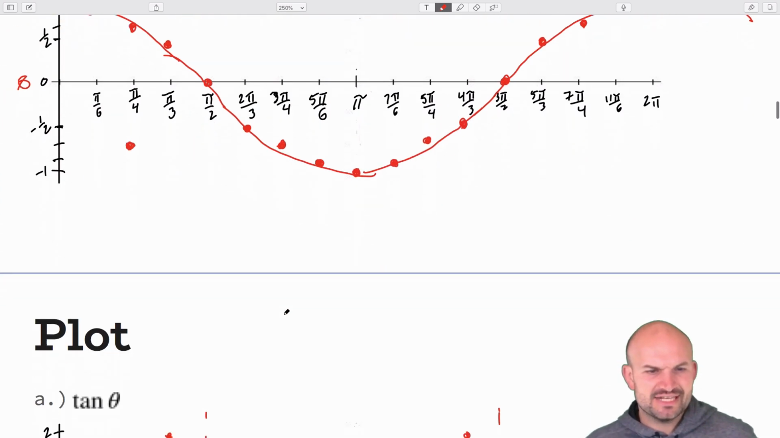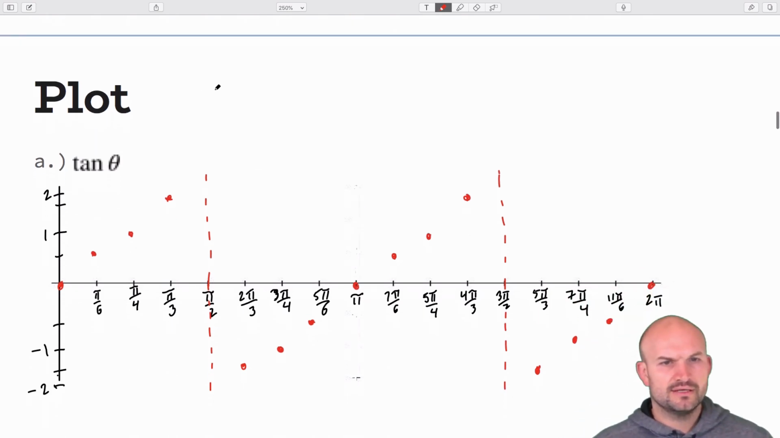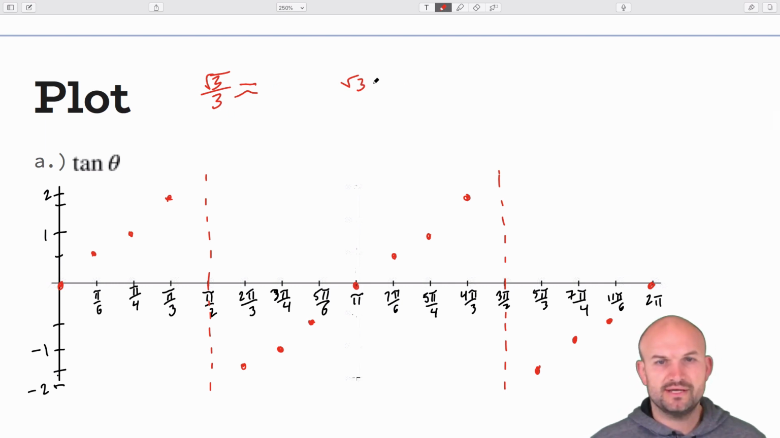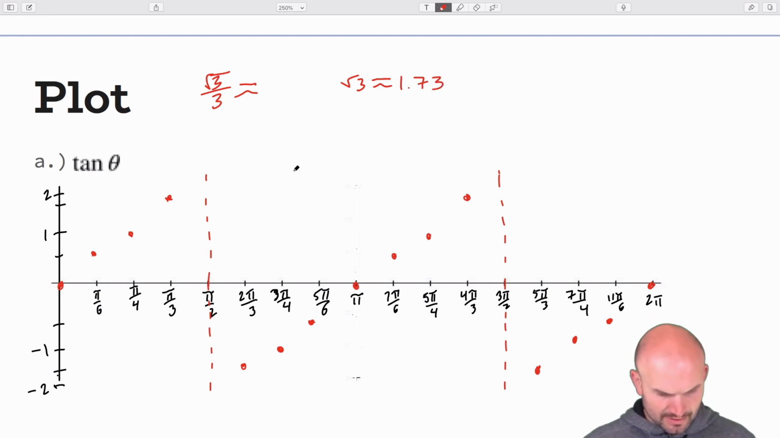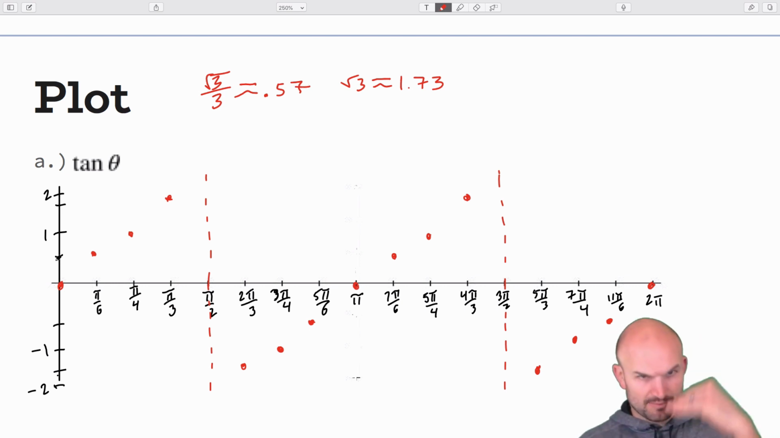And I didn't do that for tangent as well, did I? My bad. So let's see. There was the square root of 3 over 3, and then there's a square root of 3. I forgot to put that in there. So the square root of 3 is 1.73. And the square root of 3 divided by 3, square root of 3, and then divide that by 3. Yeah, 0.57. Okay, that was 0.57. So you can see that's where those tick marks kind of came in.